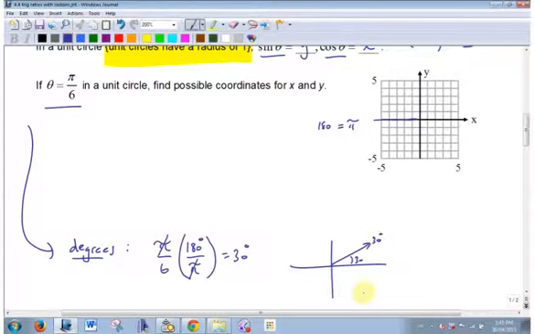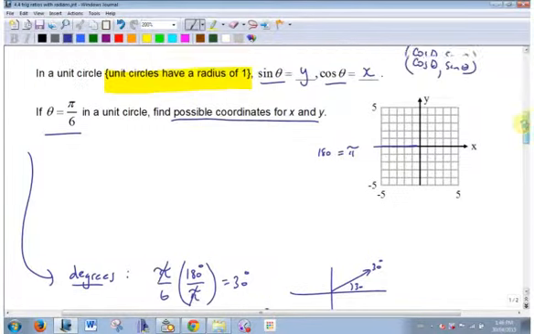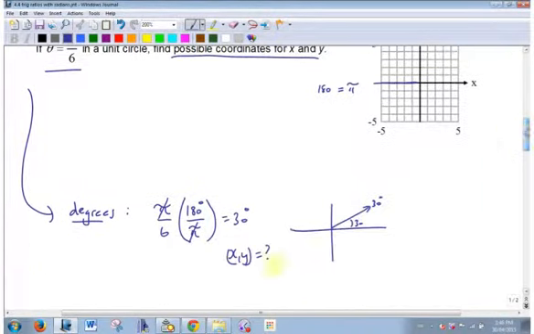We usually write it right there. What's the reference angle for that? 30 degrees. How far is it from the nearest x-axis? 30 degrees. It's in quadrant 1. So as a coordinate point, find possible coordinates for x, y. Well, this is a unit circle. So what do I know about x? It's just cosine 30. What do I know about y for a unit circle? It's sine 30.